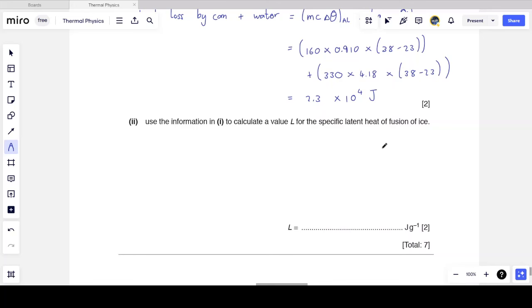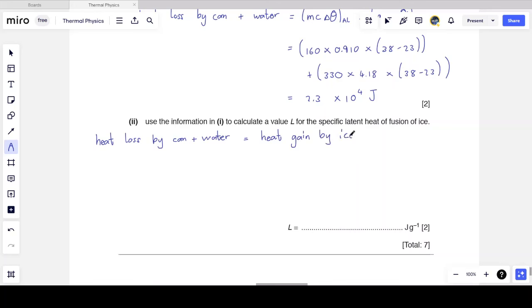We're next told to use the information in 1 to calculate a value L for the specific latent heat of fusion of ice. Okay, so what we need to say is, if I think about the energy that I calculated in the beginning, the heat that is lost by the aluminium can and by the water, we'll assume the aluminium can and the water had the same initial temperature and the same final temperature since they are in thermal equilibrium, is equal to the energy that is gained by the ice.